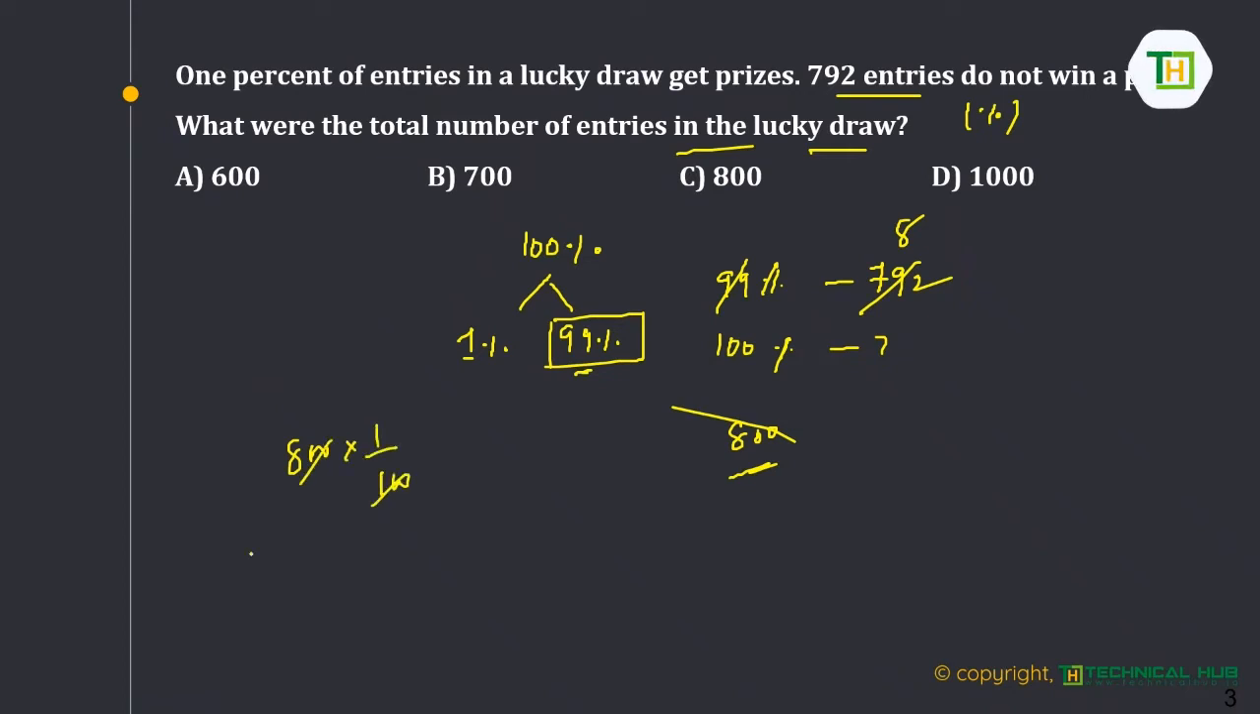They're not asking how many get prizes, they're asking the total entries, so total entries is nothing but 800 only. If they asked how many entries get a prize, your answer would be 8 only.